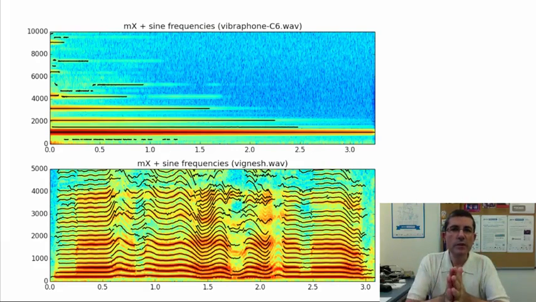Here we show spectrograms of the sinusoidal tracks of two sounds that have different characteristics. The top sound is an inharmonic sound, a note of a vibraphone, and the bottom plot is a harmonic sound, a voice singing mainly a vowel. Let's listen to the top one, which is this vibraphone sound.